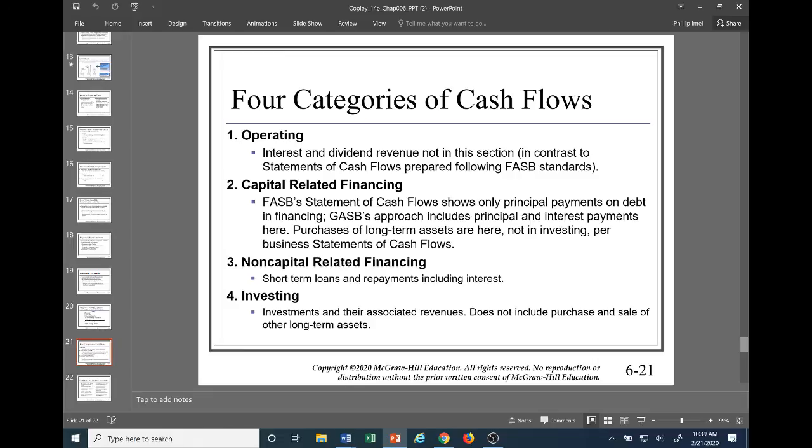And then lastly, we have the investing section. Investments and their associated revenues does not include purchases and sale of other long-term assets. So it's just investments and their associated revenues there. So pretty simple. So it's still operating, investing, financing. Just GASB throws us one more category of financing. And just remember, one's for operational or non-capital and one is for capital. So we're financing non-capital things, one we're financing capital things. Then we have the investing and operating.